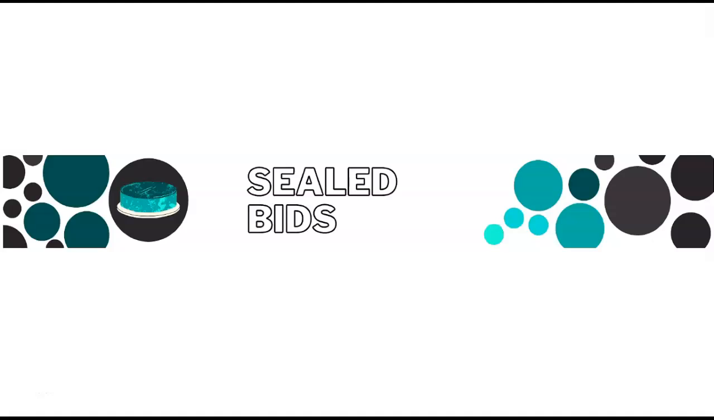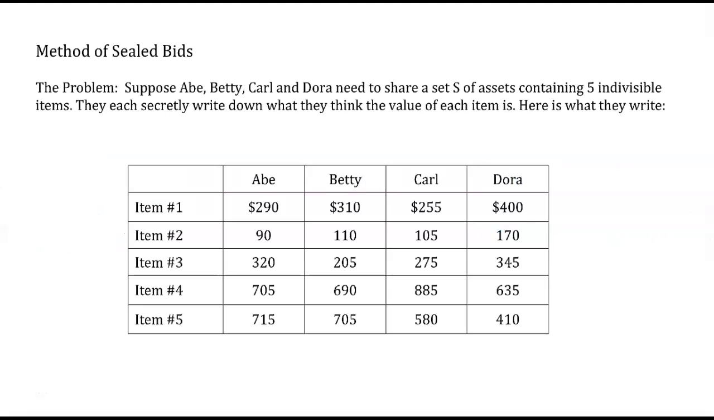In this video for fair division, we're going to talk about the method of sealed bids. With the method of sealed bids, we are talking about discrete assets. These are assets that need to stay together. We cannot cut them up into pieces. Let's learn about this method by looking at an example.